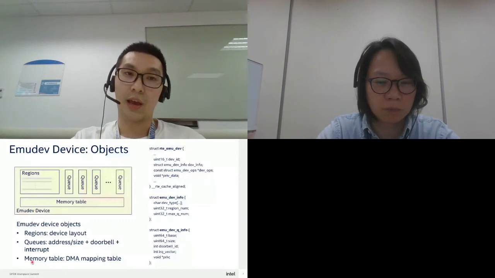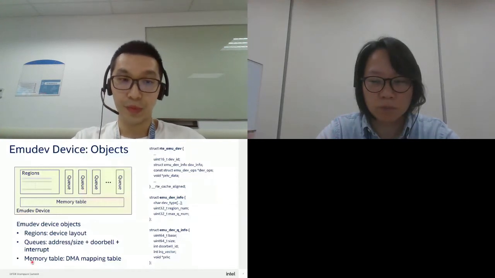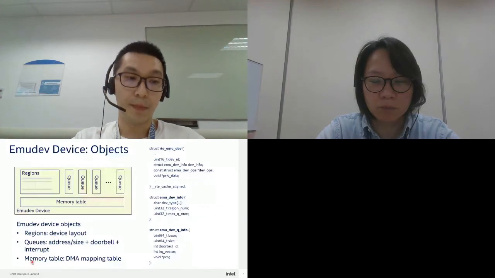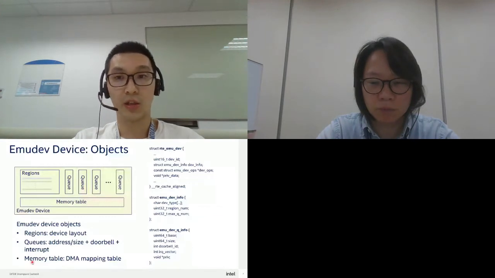The third part is the memory table. The device emulation will also maintain the DMA memory table, and it will offer a handle and some helper functions for the data path provider. The data path provider will use the handle and helper functions for address translation. So these are the three main parts of the EmuDev device object.